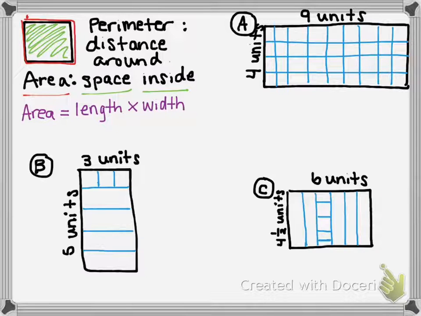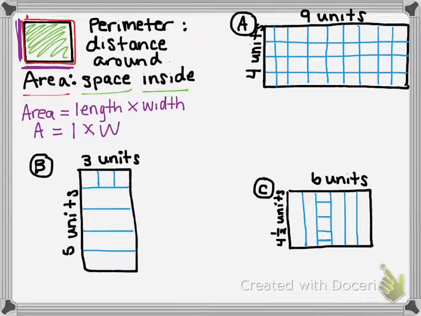Length is how long the rectangle is. So long, that's the length. And width is how wide the rectangle is. We can also write this formula as A equals L times W for short. That's the way I like to write it. We are going to solve 3 problems together using this formula today.